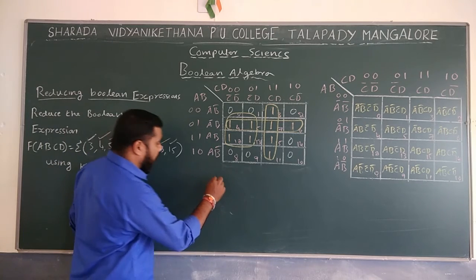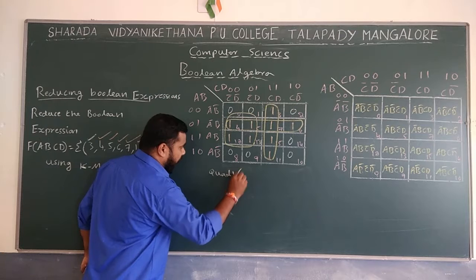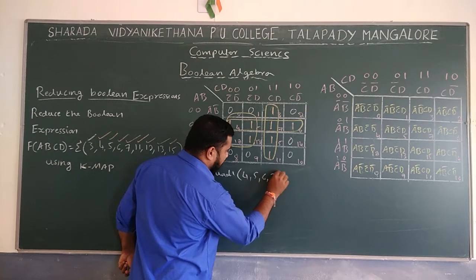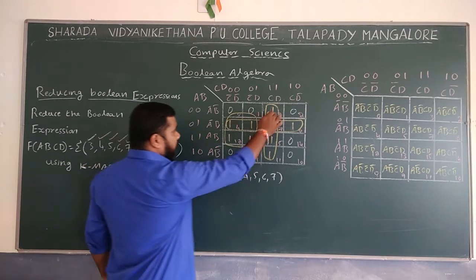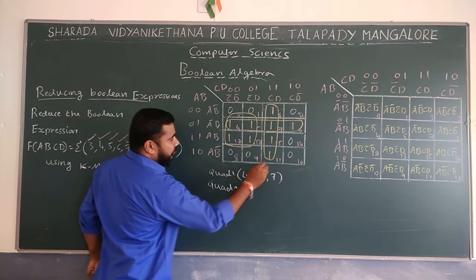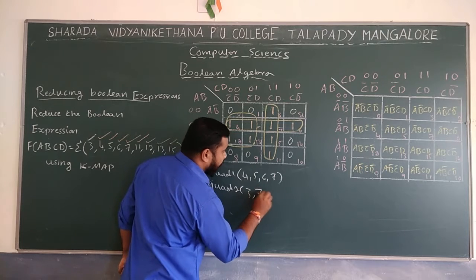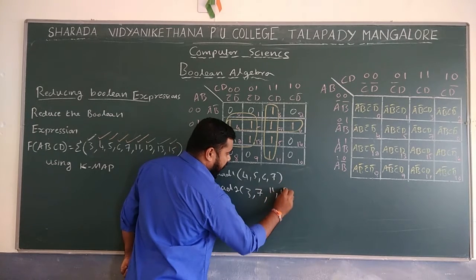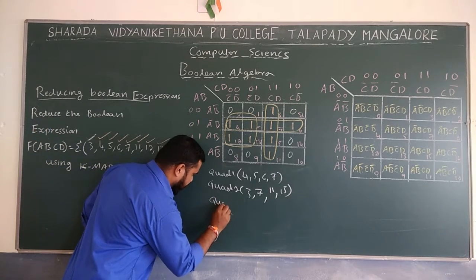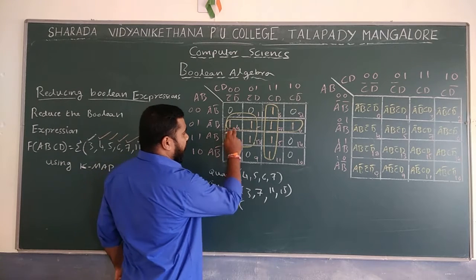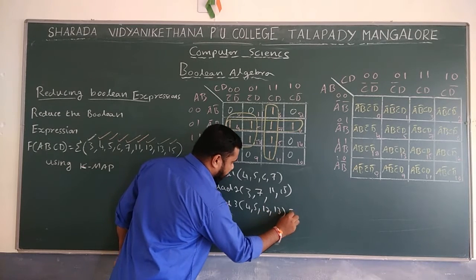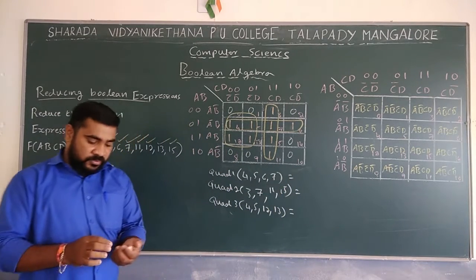How can you reduce? The first group is quad 1. You can write 4, 5, 6 and 7. The next group, quad 2, will be 3, 7, 11 and 15. Then the next one is quad 3: 4, 5, 12, 13. So we got 3 quad groups here.